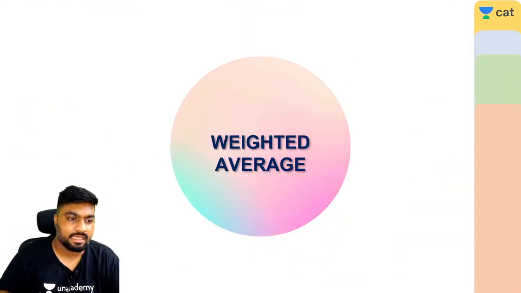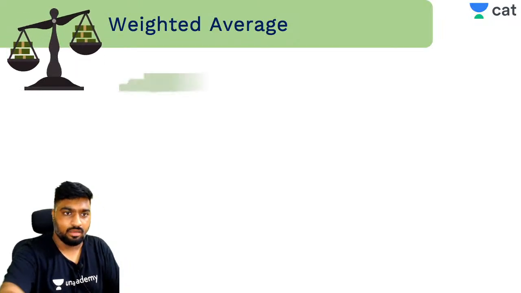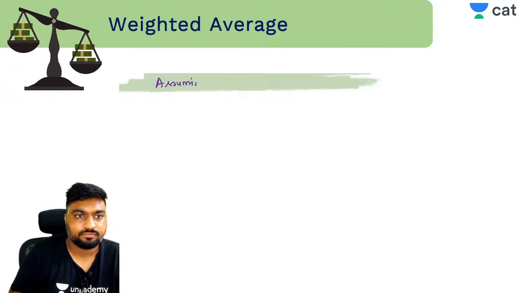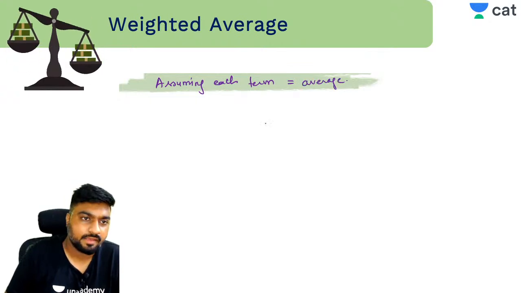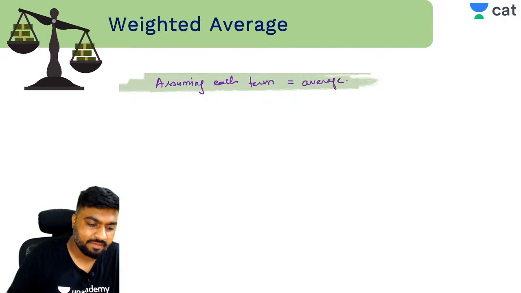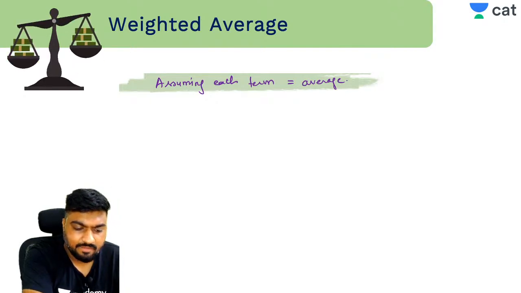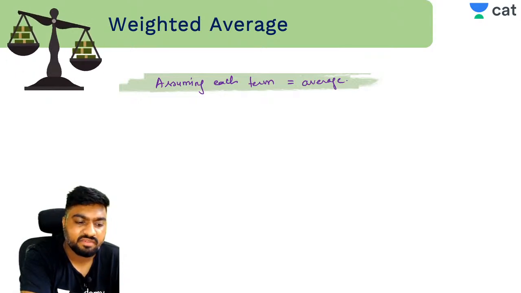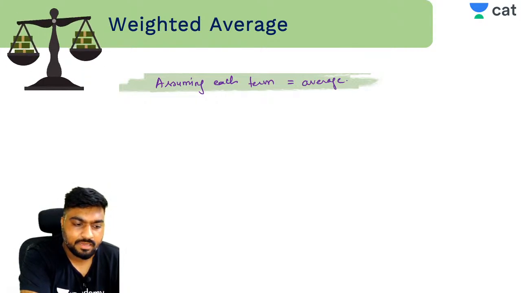Cool. Now let's try out some questions on weighted average. What did I say weighted average is? Assuming each term equal to the average itself. Yes, assuming each term equal to the average, and अभी ए एन वाला भी कर दिया था ना, वही तो करके बताया. 1 by 16 decrease will lead to 1 by 15 increase. बस, ए बाई एन वाला concept वही तो है.